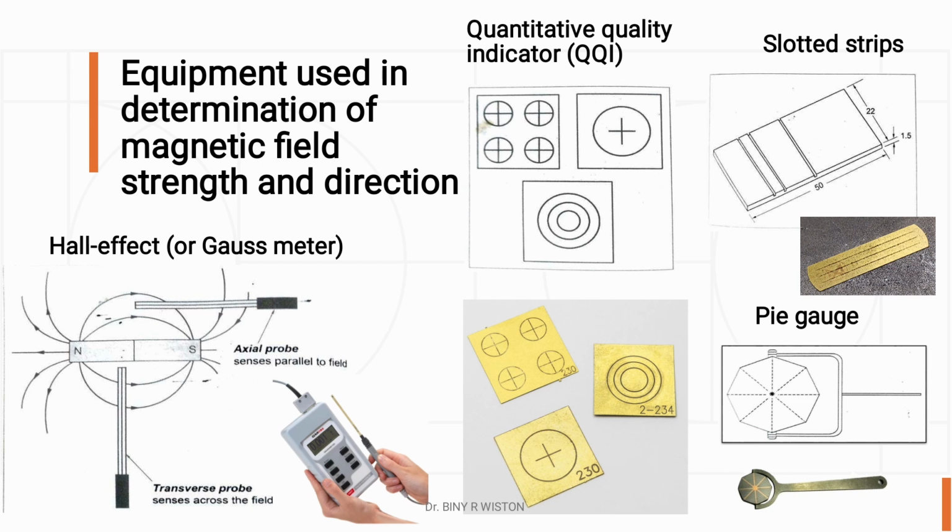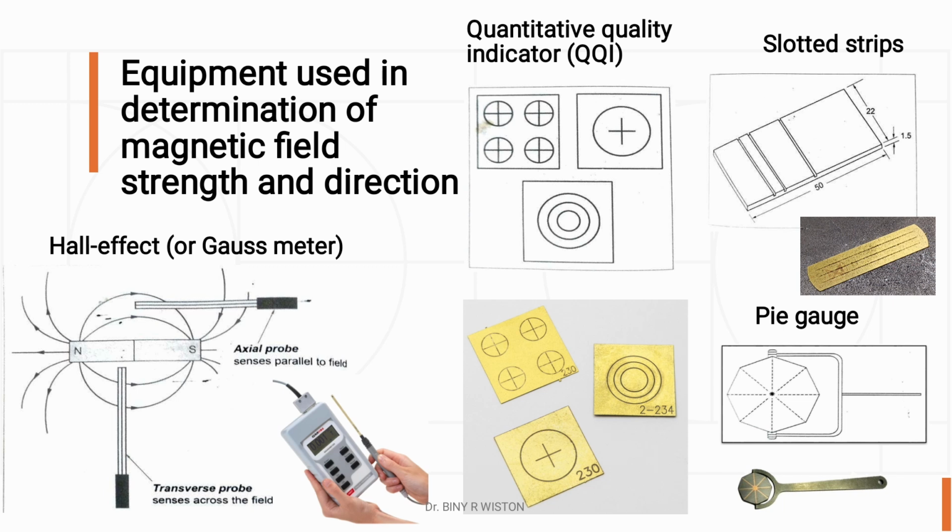The pie gauge is an octagonally shaped disc made of highly permeable low carbon steel segments joined together by brazing. One side of the octagonal flat plate is plated with copper to hide the joint lines. The gauge is placed on the test specimen during magnetization with its copper face up. The particles are applied on the face.